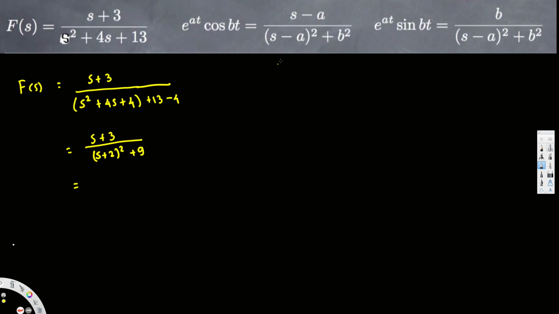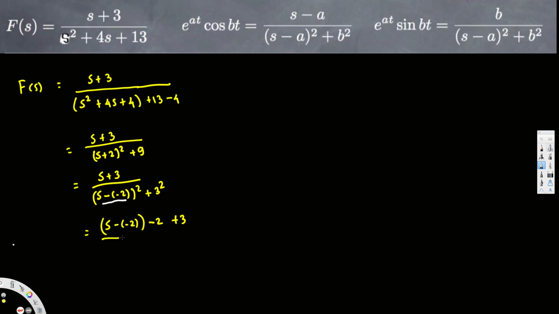Let's compare this pattern with this one. Here we have s minus a, and in the denominator we have to have (s minus a) squared. So we have to have a negative sign. To turn this into a negative sign, we can write s plus 3 over (s minus minus 2) whole squared. Now we have this pattern, and also we have to have b squared. This 9 is equal to 3 squared, so we can write this as 3 squared. But in the numerator we have to have s minus a, so we have to have s minus minus 2. Here we are adding 2, so we have to subtract 2, and this 3 remains the same, because we just have to bring this s minus a to the top. So we have to have the same number on the numerator. That's why we have this one here.